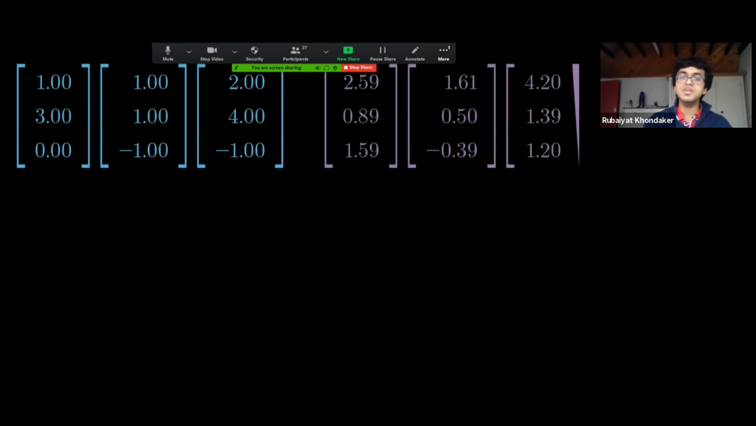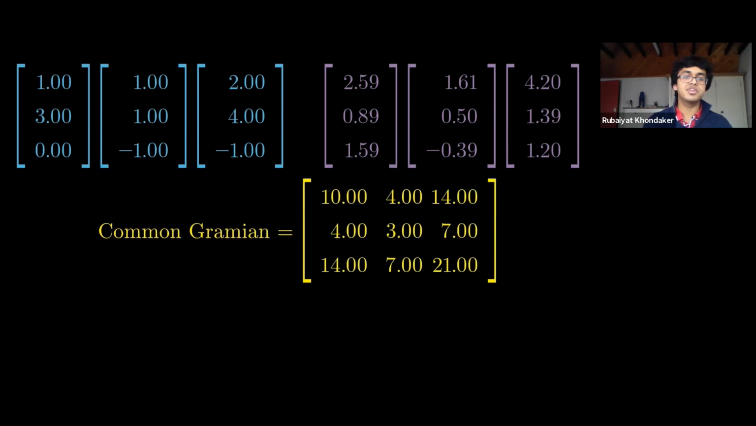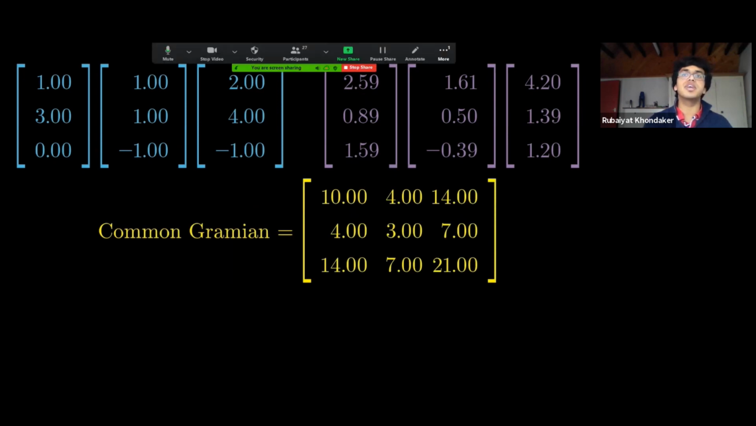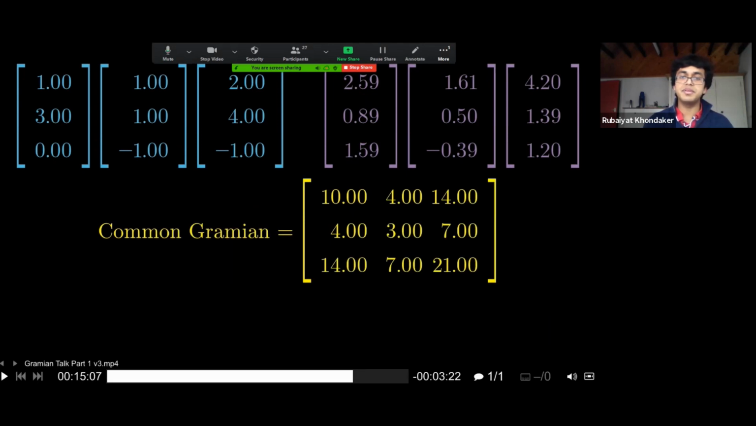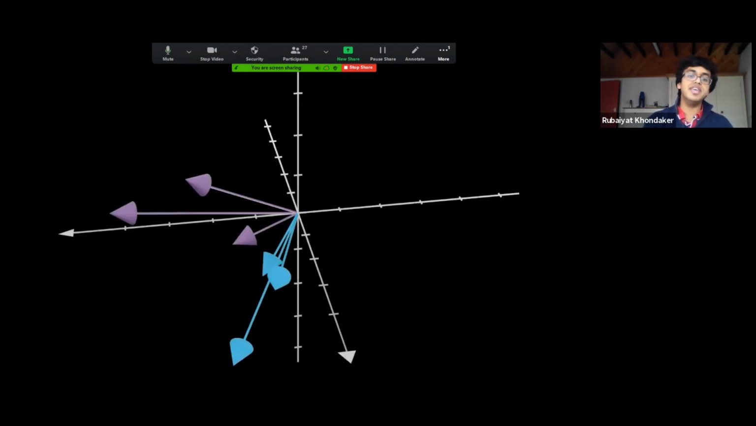They give you like these 6 random vectors. It turns out they have a common Gramian. Like if you form the matrix M with columns of those vectors and compute M transpose M, it gives the same Gramian. And what that means visually is that you can rotate one set of vectors into the other.